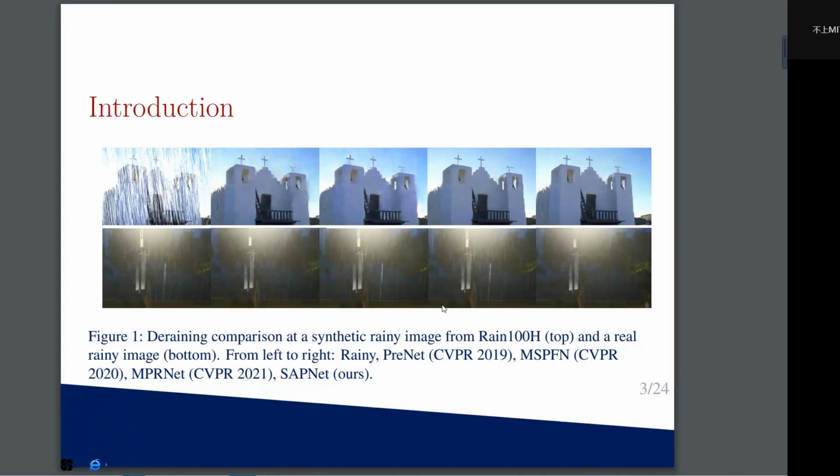Let's start with image deraining, an urban research problem for many decades. We begin with the deraining comparison on synthetic rainy images on the top row and real-world rainy images on the bottom row. As we can see from this figure, compared with previous state-of-the-art methods, our proposed SAPNet had the best performance in terms of rain streak removal, edge preservation, blur suppression, and color balance.